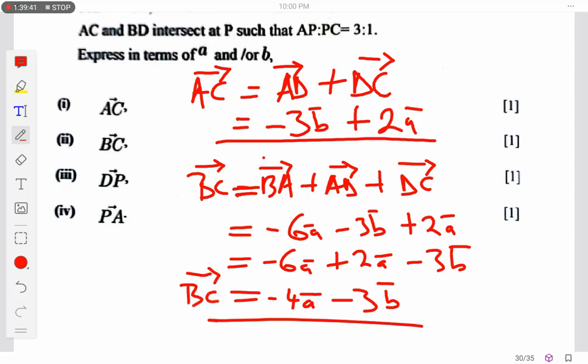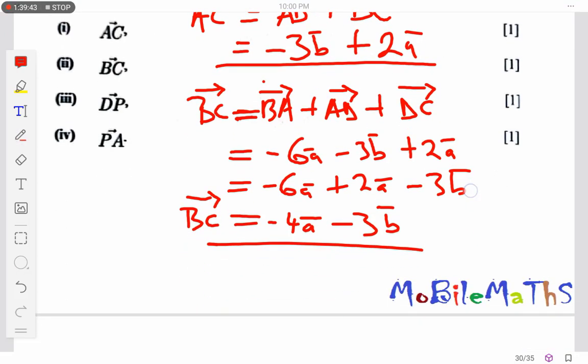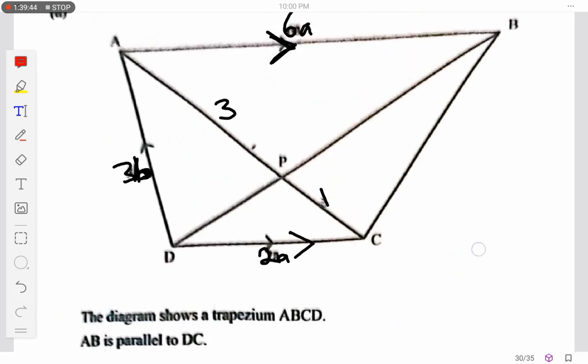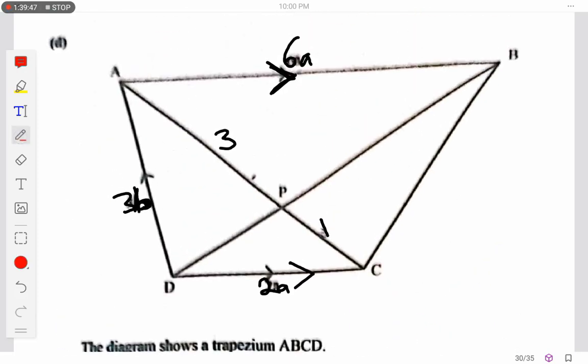Okay. Then let's find DP. Where is our DP? So this is our D to P, this one. To go from D to P, we can go via DA and then AP, because I was given a ratio.